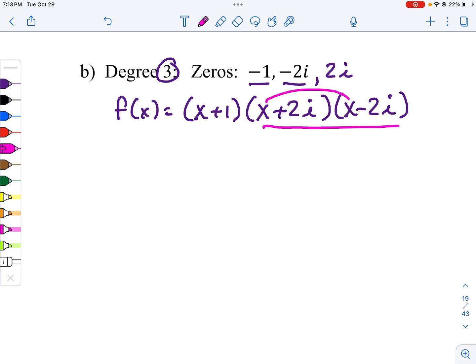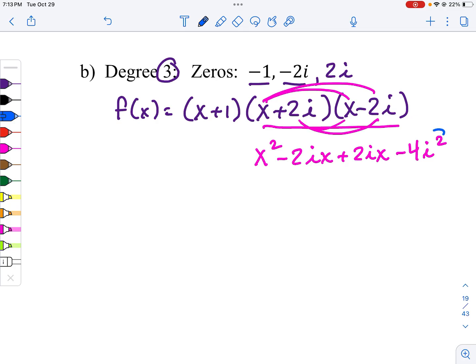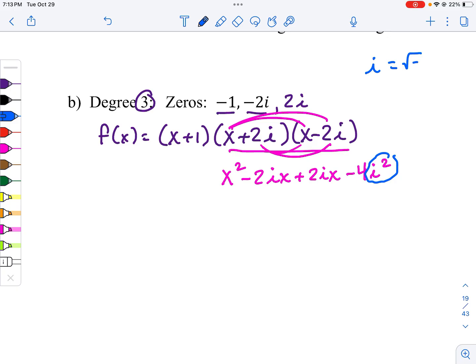All right, so I've got x times x, which is x squared. I've got x times negative 2i, which is negative 2i and an x. Now I've got 2i times x, which is a positive 2ix. And then lastly, I've got a negative 4i squared. Now, one of the things we haven't talked about yet, I don't think, is i squared. So we know that i is the square root of negative 1. Okay, so if I go through and I square that, i squared, the root cancels the squared, is equal to negative 1. So anytime we see i squared, we're just going to substitute in a negative 1.